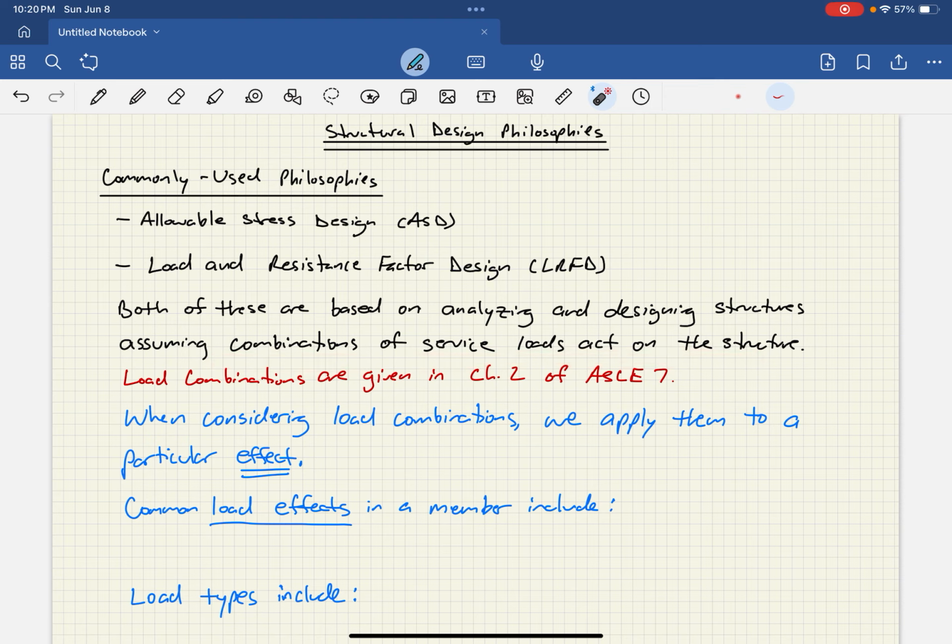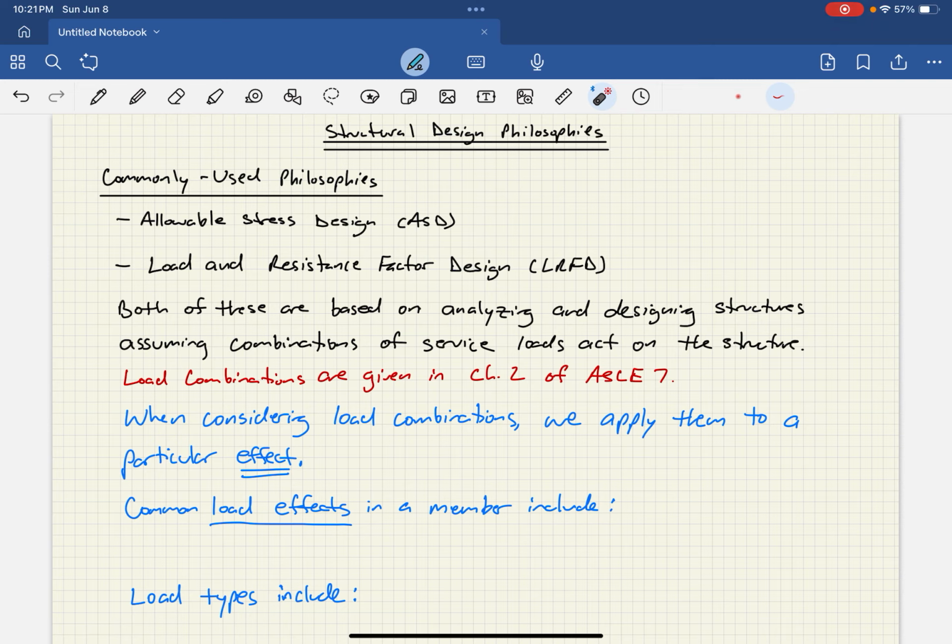Well, what that means is when we think of a service load, that is an applied force or load of some type. So, for example, service loads are like dead load, live load, snow load, rain load, roof live load, wind load, earthquake load. All of those are collectively examples of service loads. It just means an individual type of load acting on your structure, okay?